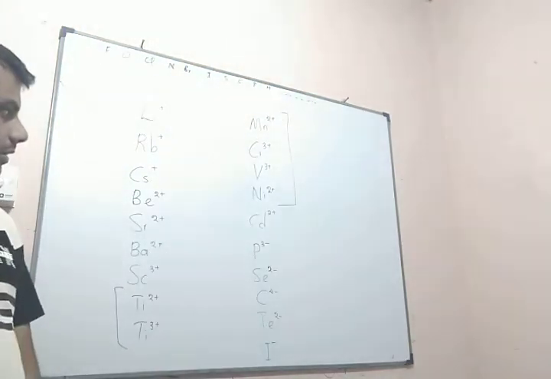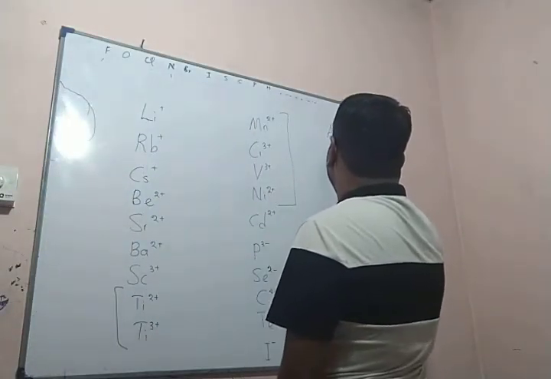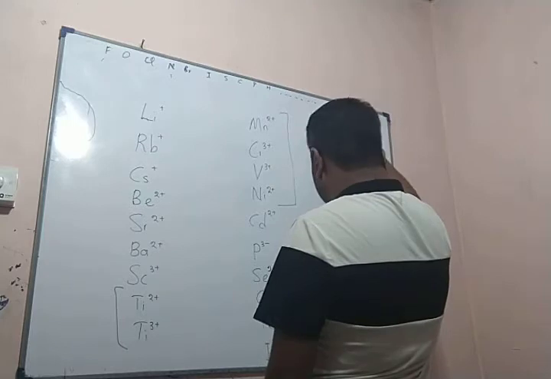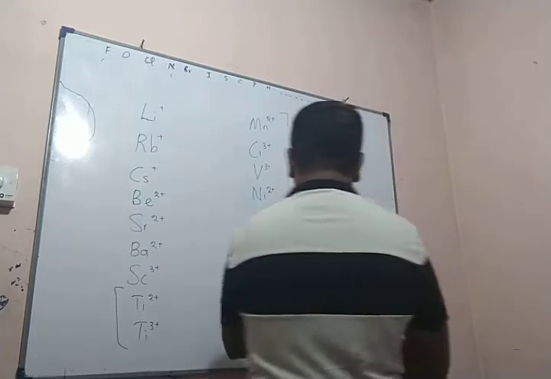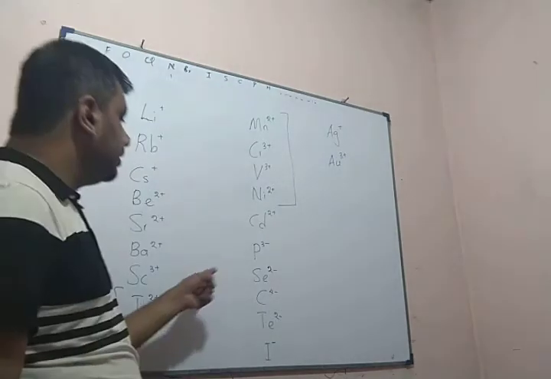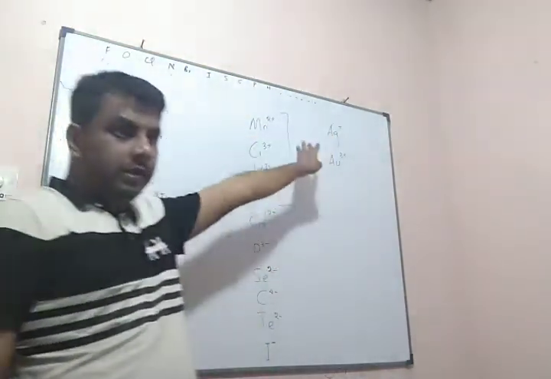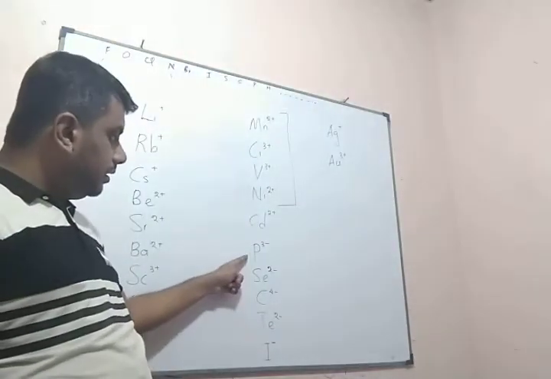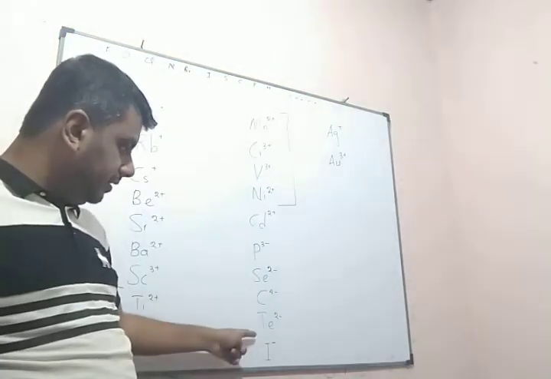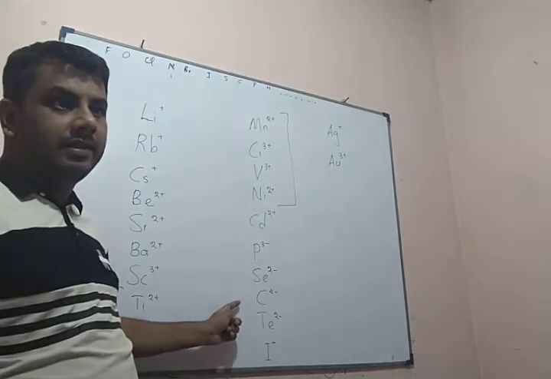Now we got some more. Ag plus, Au3 plus. And there are some anions also. What's the name of these ions? Silver, gold. P3 phosphide, selenide, carbide, telluride, iodide. These are the names.